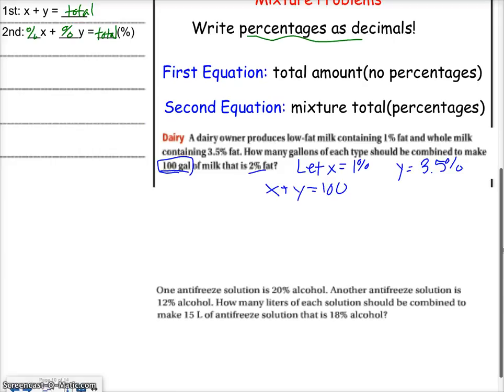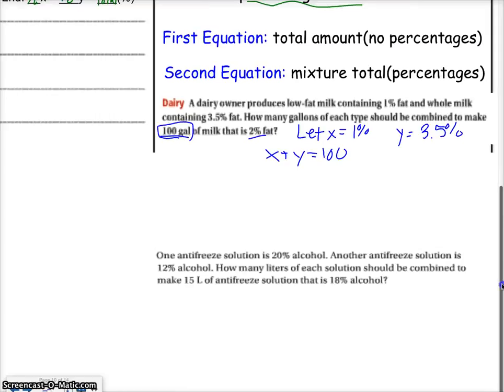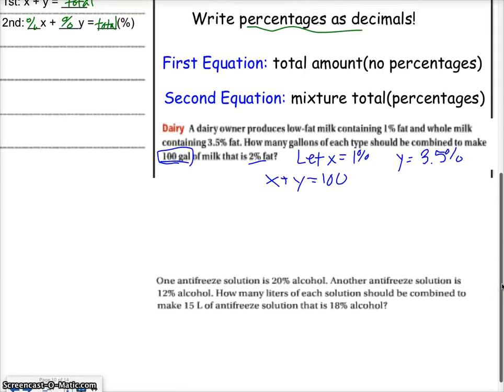And the second one, that's why we were messing this up the last time, because I forgot to times the total 2% by how many gallons I wanted. This is going to be 0.01x. How did I get 0.01? Because it's 1%. Okay? Plus 3.5% would be 0.035y equals, I want 2%, so 0.02. However, I want 100 gallons of 2%, so you times that by the 100.